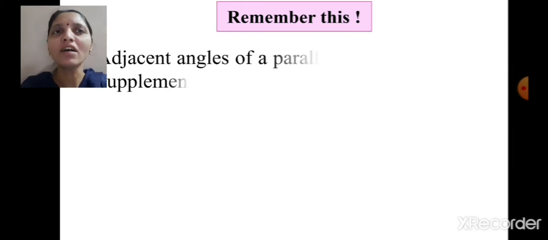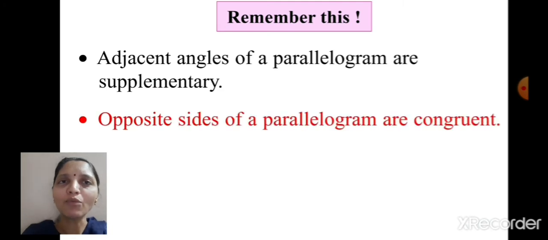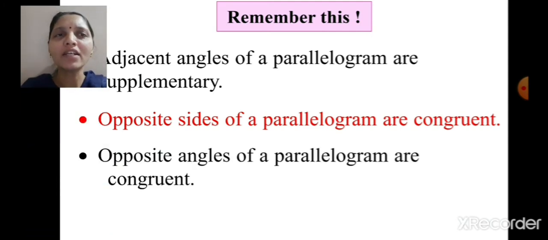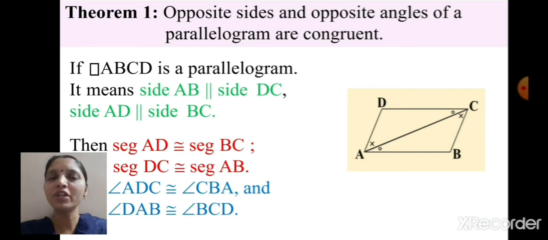Now let's see the properties of parallelogram. First property is adjacent angles of a parallelogram are supplementary. Second property is opposite sides of a parallelogram are congruent. Third property is opposite angles of a parallelogram are congruent. And diagonals of a parallelogram bisect each other. After that we have learned two theorems. First theorem, opposite sides and opposite angles of a parallelogram are congruent.